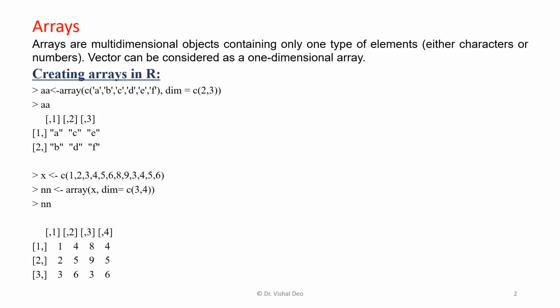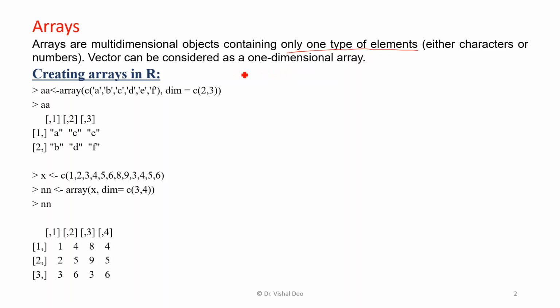First of all, what are arrays? Basically, arrays are multi-dimensional objects containing only one type of element, that is either characters or numbers. If we think about vectors, there also we talked about the same property, that vectors contain only one kind of element. Either all elements can be numeric or all elements can be characters. So arrays are similar in that manner.